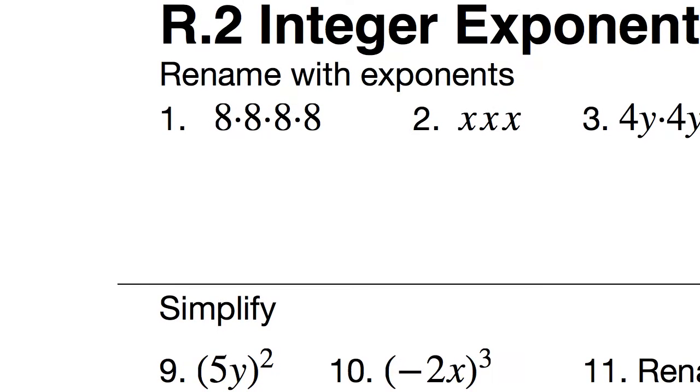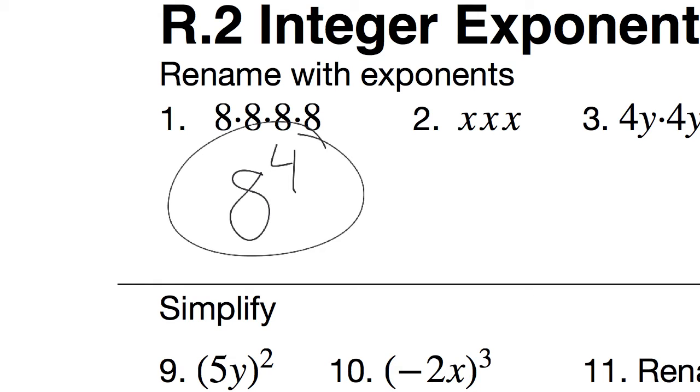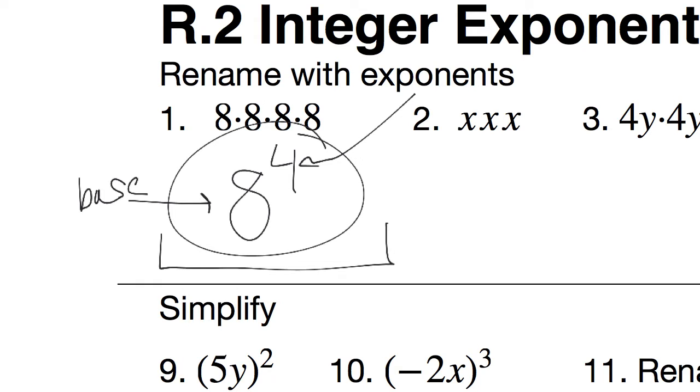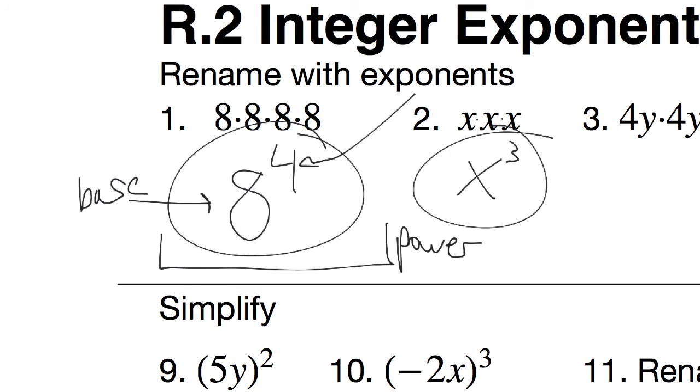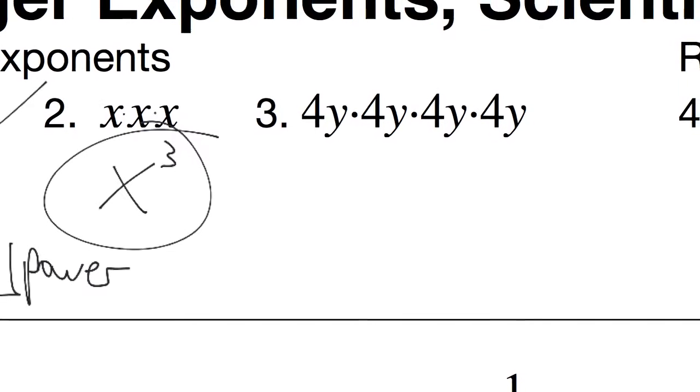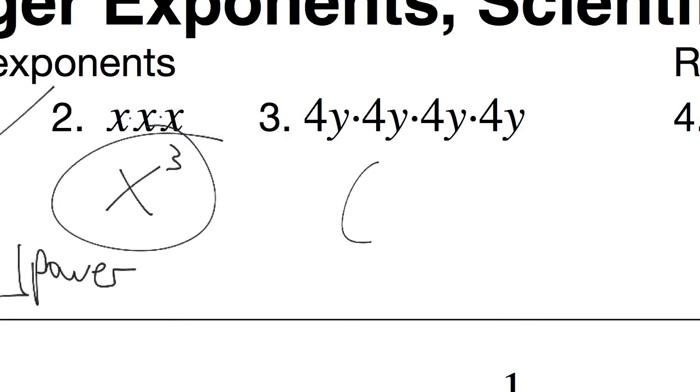Rename with exponents. So exponents look like this. If you've got 8 multiplied by itself 4 times, then that's the same thing as 8 to the 4th. This is the base. This is the exponent. And the whole thing together is what's called the power. Alright, so x times itself 3 times: base, exponent, there's the power. Moving on, 4y times itself 4 times, you would have to use parentheses to encapsulate both the 4 and the y, so you've got (4y) to the 4th. That's it.